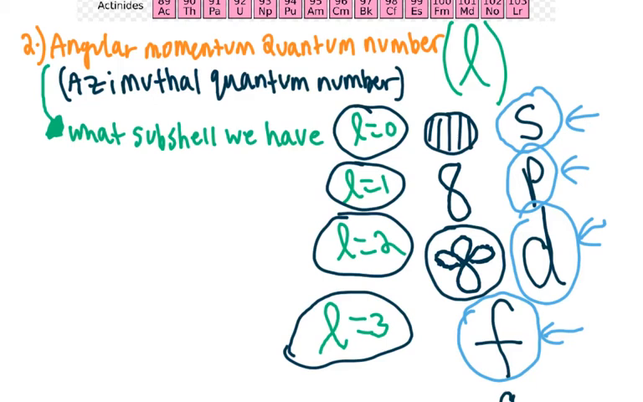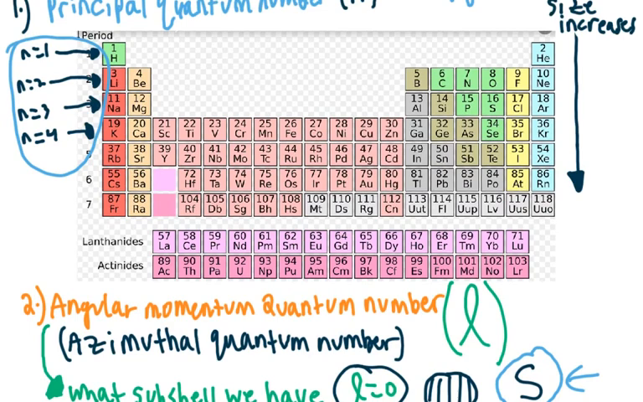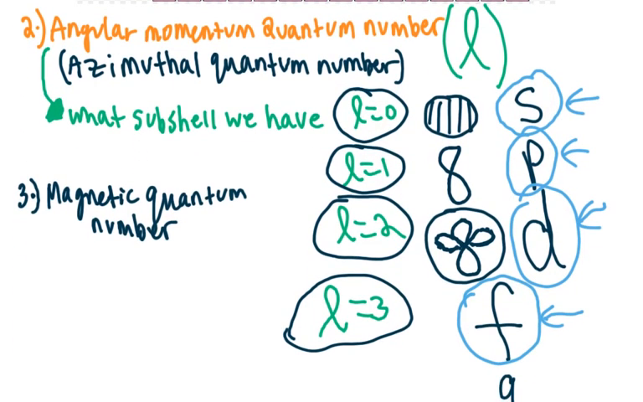Our third quantum number is going to be called our magnetic quantum number. And just like our azimuthal quantum number, we had L to denote it, and in our principal quantum number, we had N to denote it. Again, we're going to have a symbol for the magnetic quantum number, and that symbol is going to be M with a subscript of an L.